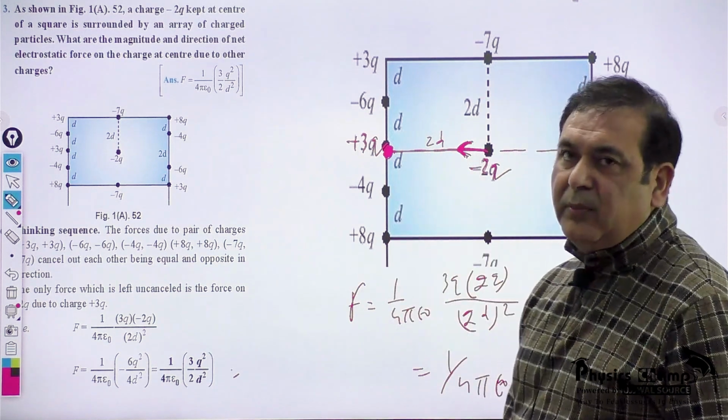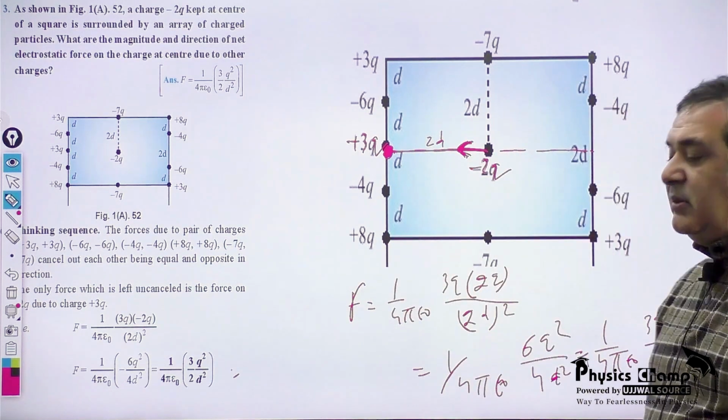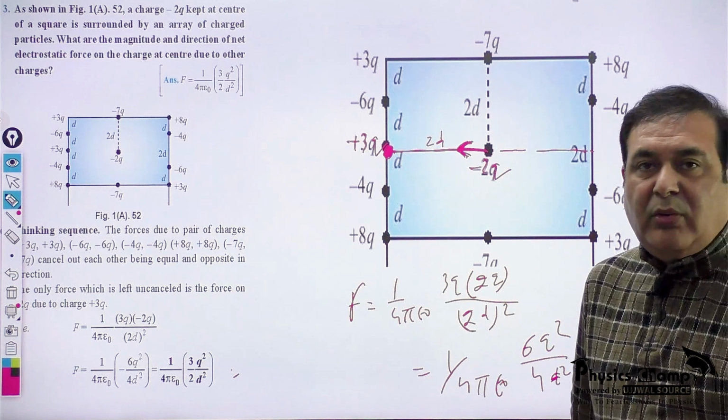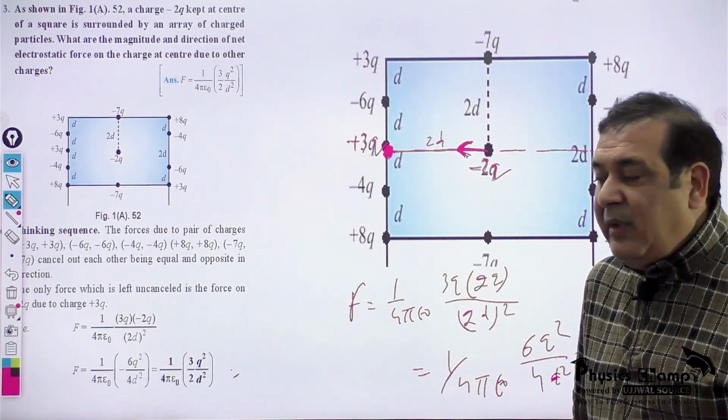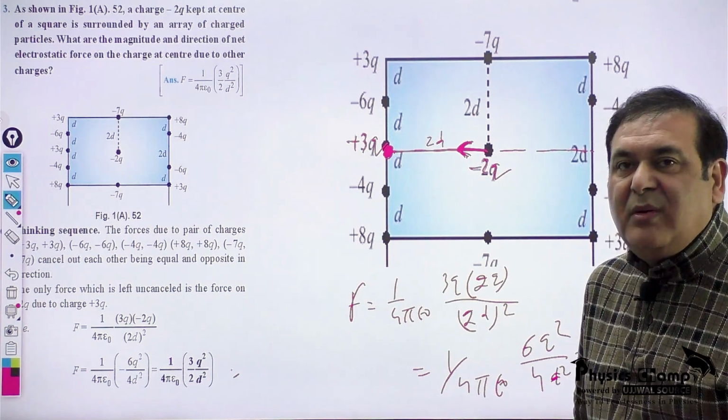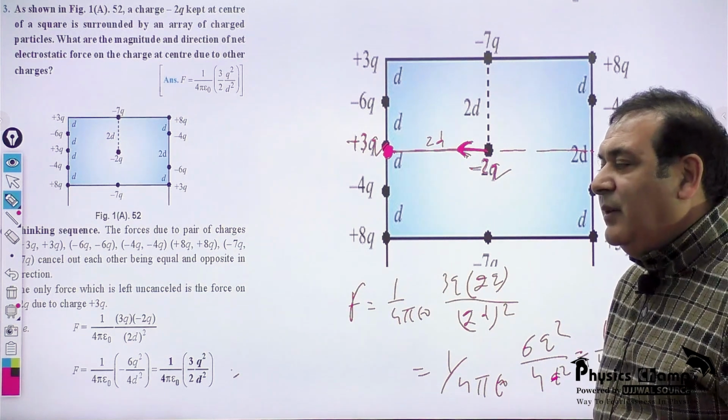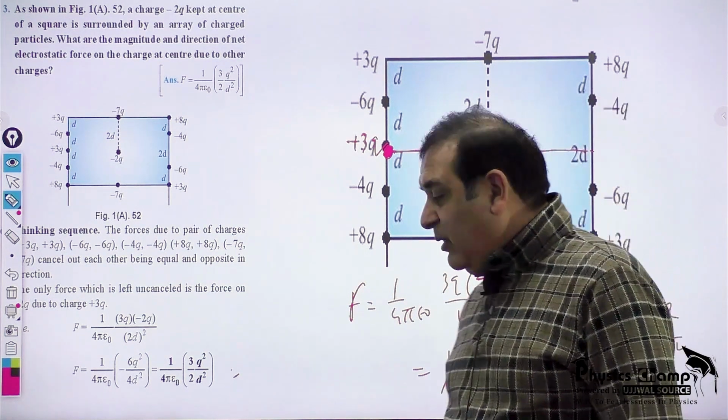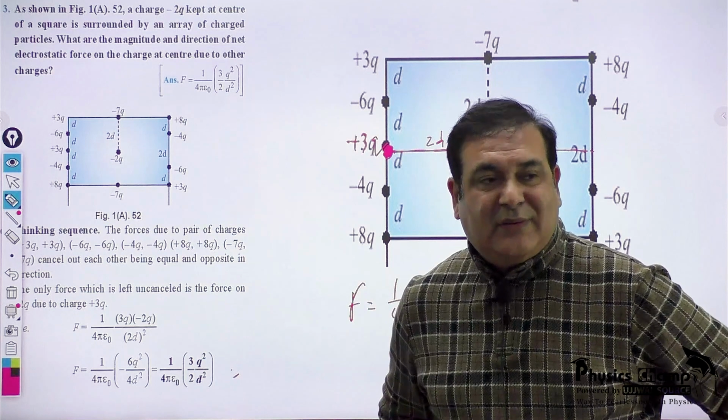This is going to be the net force, and this is an attractive force on this minus 2q charge towards plus 3q. So although there are so many charges available, I have to look at whether they are all effective. The answer is no, because the effect of many of them is cancelled by the corresponding charges.